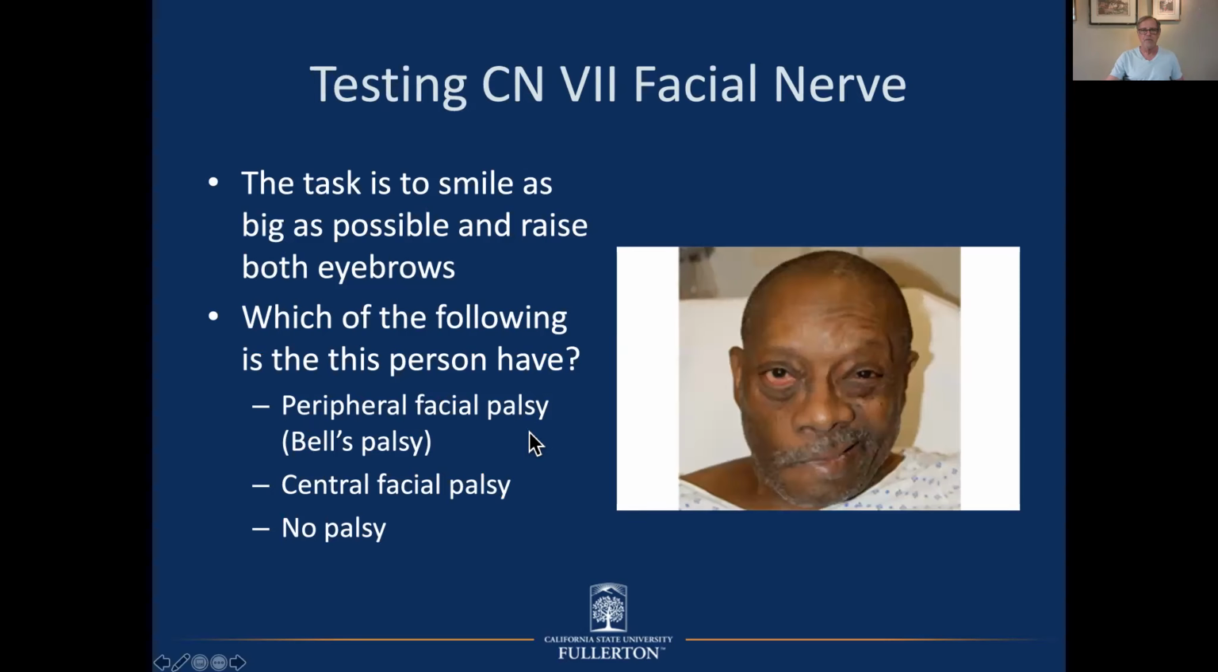All right. Now, how about this one? This person has again, the task is to smile, and you can see he's smiling on the left side, and you can see he's not smiling on the right side, his right side. And there is a droop of the eye, and you can see the eyebrow is elevating here on the strong side, not elevating on the weak side. So that's what you're looking for. Elevation, no elevation. That is a peripheral facial palsy on the right.